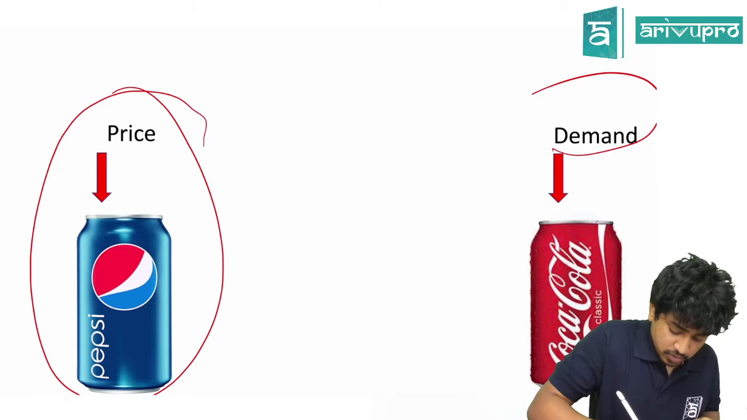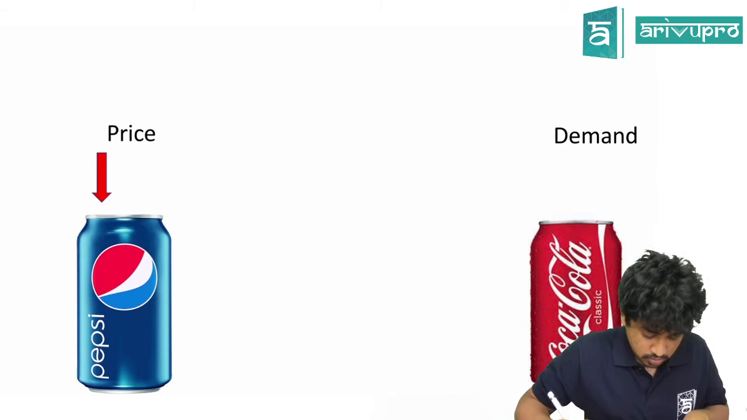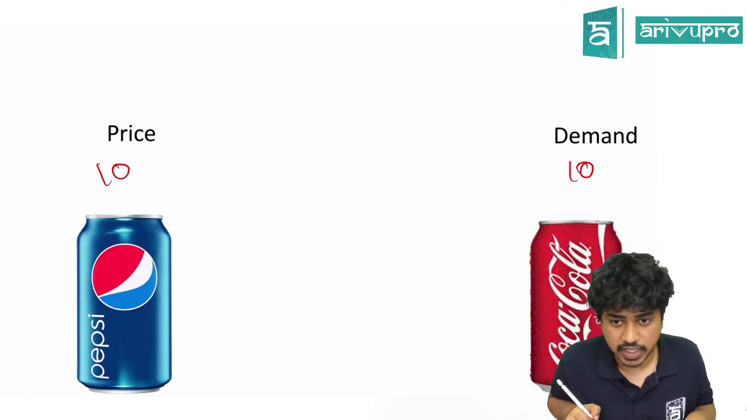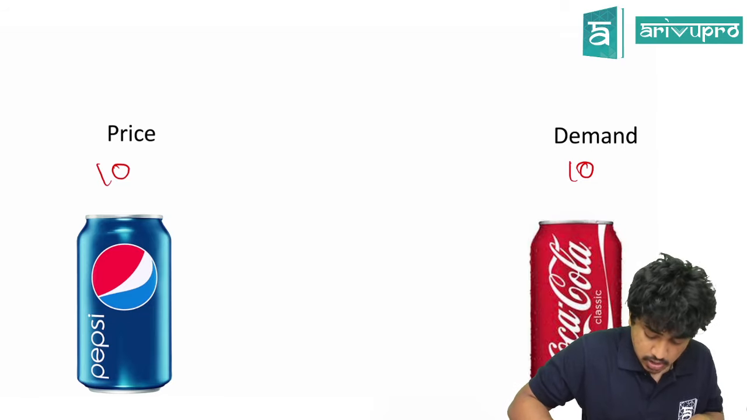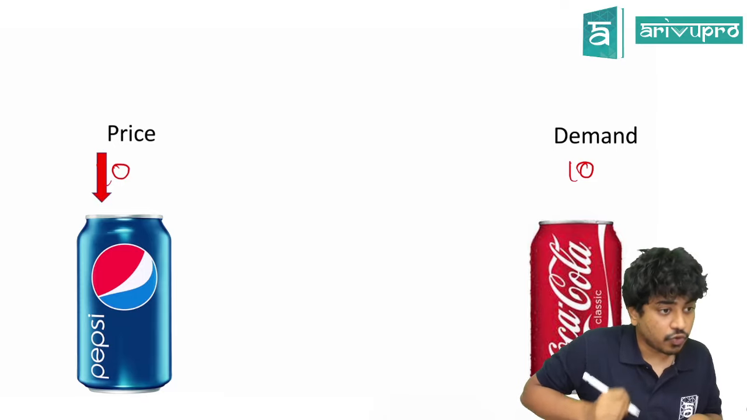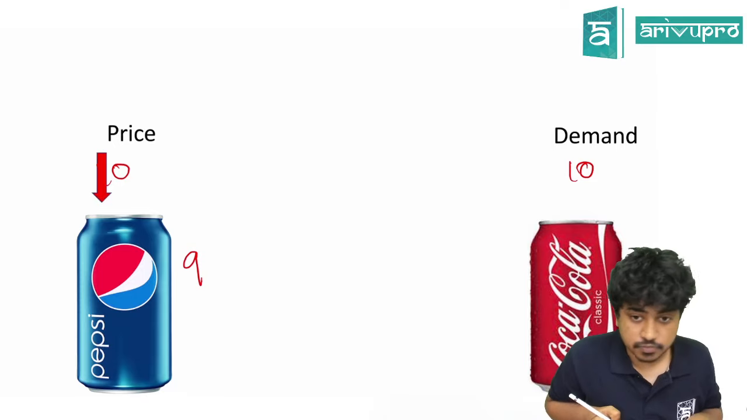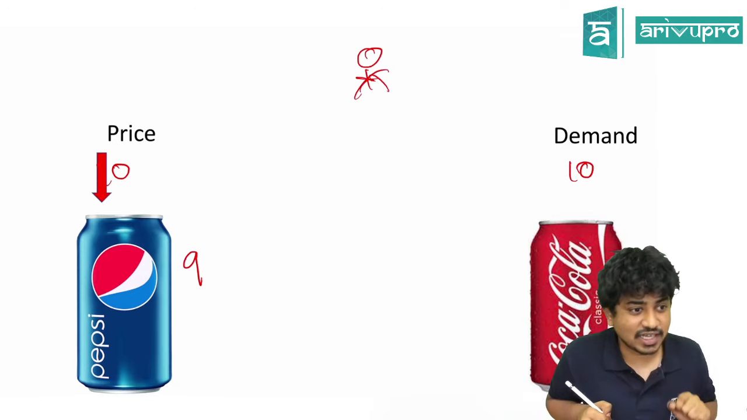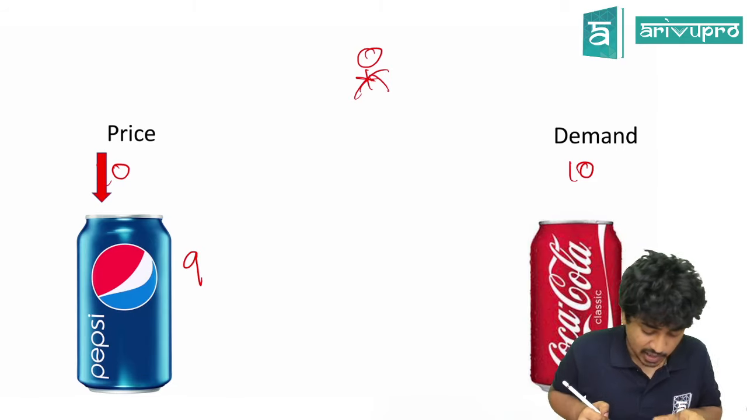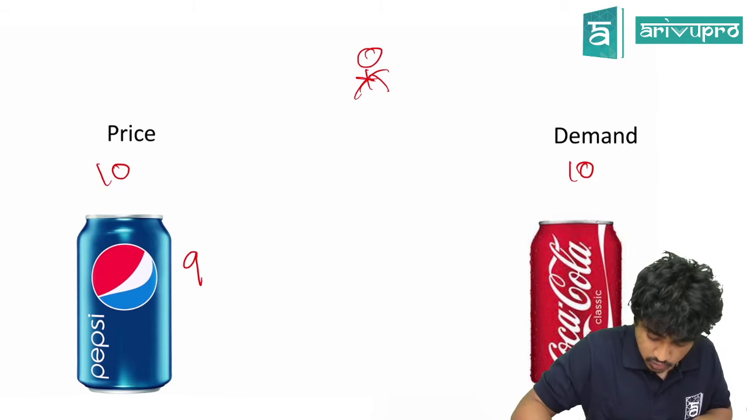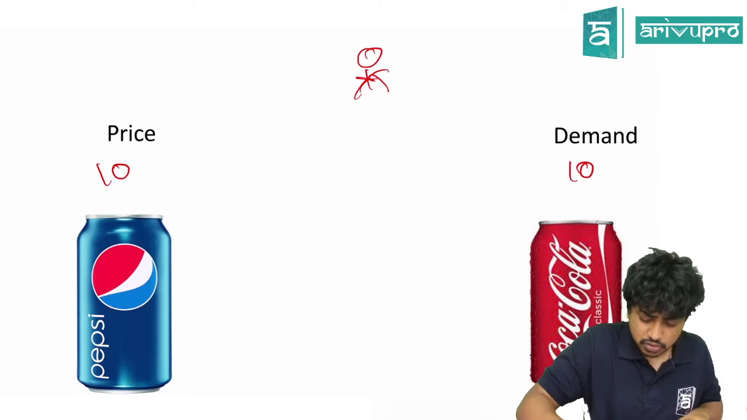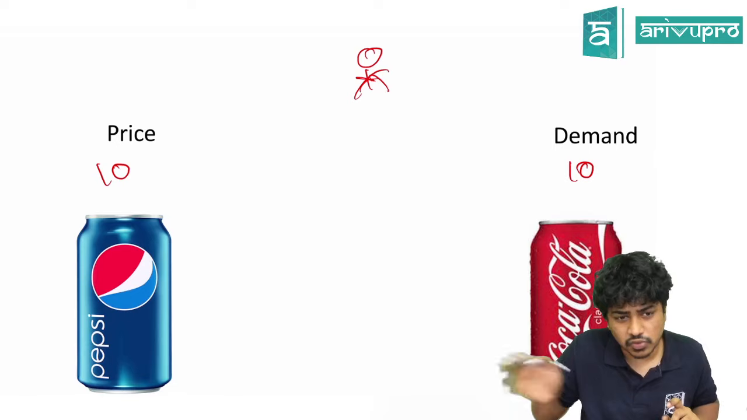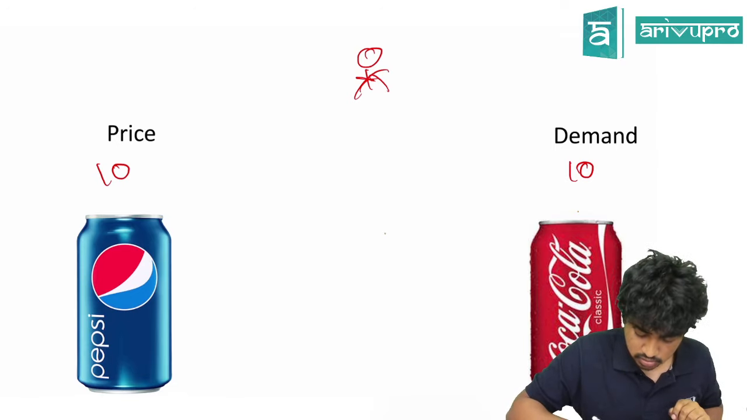Let's assume the prices of both products to be 10 rupees each. Now, the price of Pepsi is going to fall to 9 rupees. You are the consumer; that stick figure is you. Before the price fell, where would you go? You would not mind. Some of you will go to Pepsi, some of you will go to Coke. Correct? Yes or no? Yes.